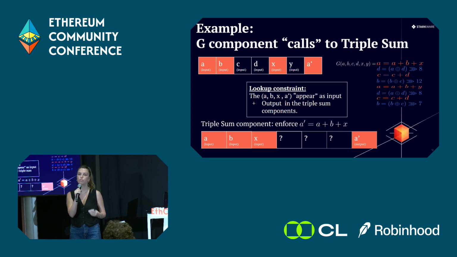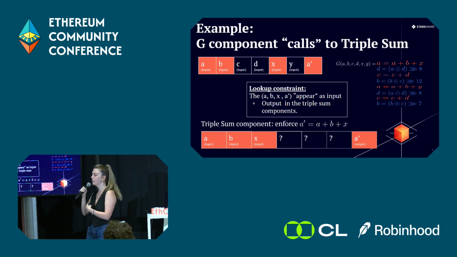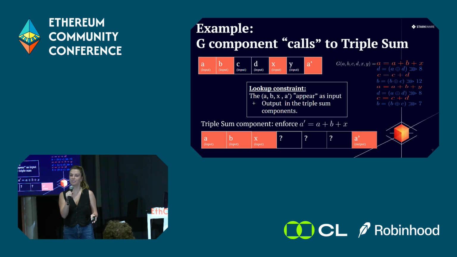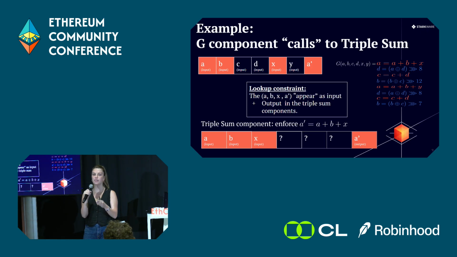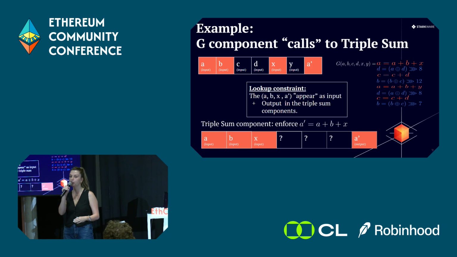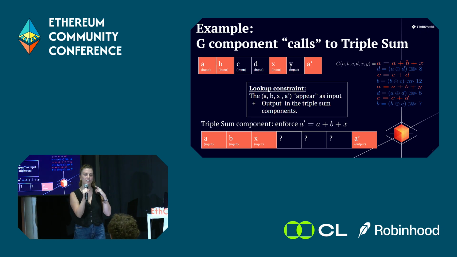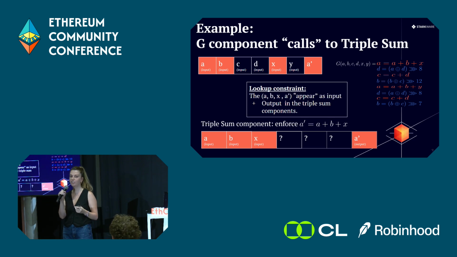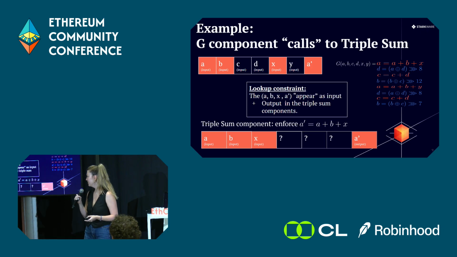called a lookup constraint into this triple sum component. Lookup constraint means that the tuple A, B, X, A tag appears in some row in the triple sum component as an input and output. Of course, this constraint is encoded into polynomials, but I keep the math behind it for another lecture. I just want you to get the principle.